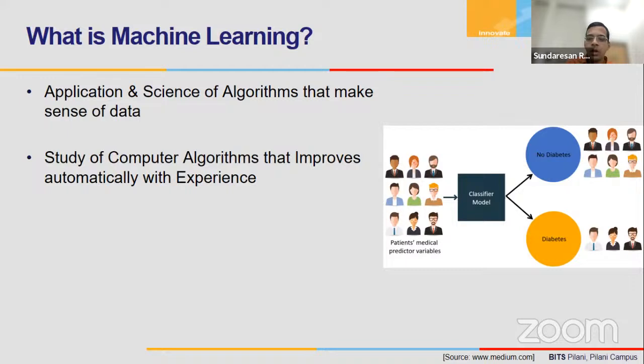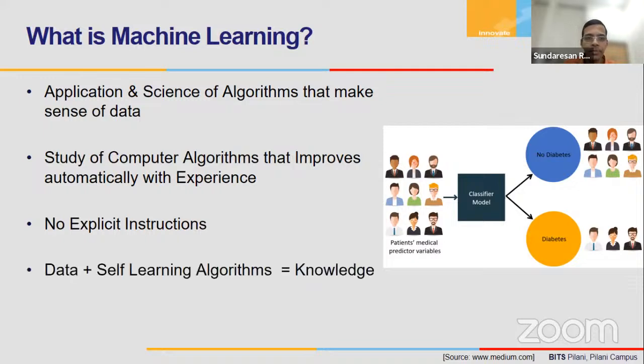So obviously we cannot give explicit instruction to the algorithm, right? Because it depends a lot on the combination of different variables. So we cannot give explicit instructions just like we do in typical computer programming.